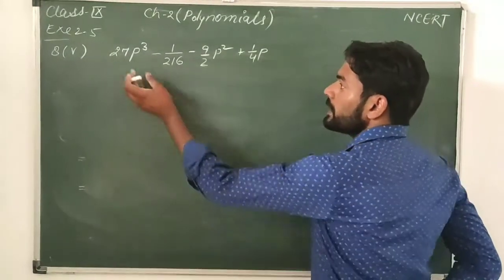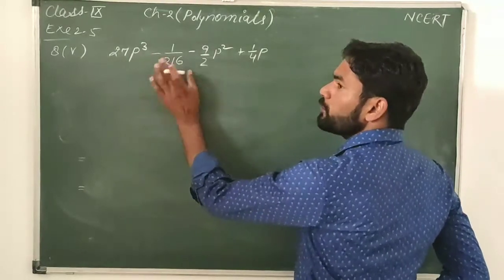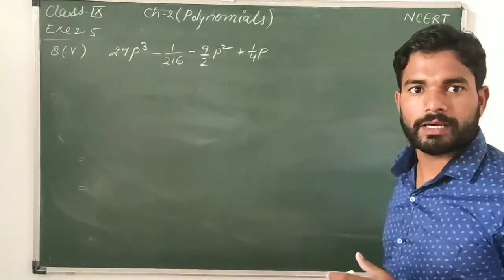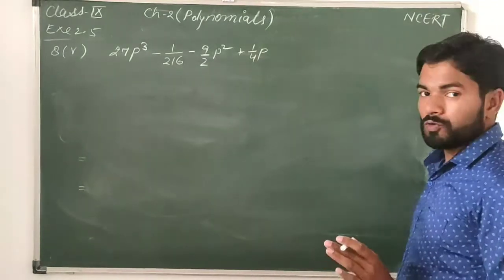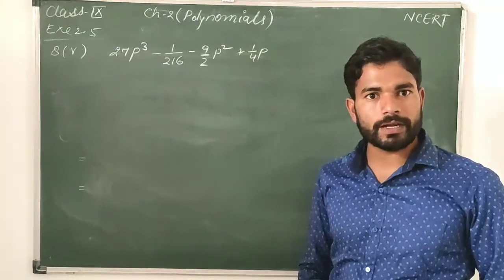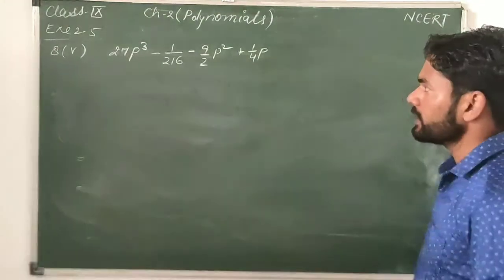Again a cube minus b cube is possible, 3a square b plus, the structure looks exactly the same. So we can use it if possible, otherwise we will use the other identity. So let's check first.